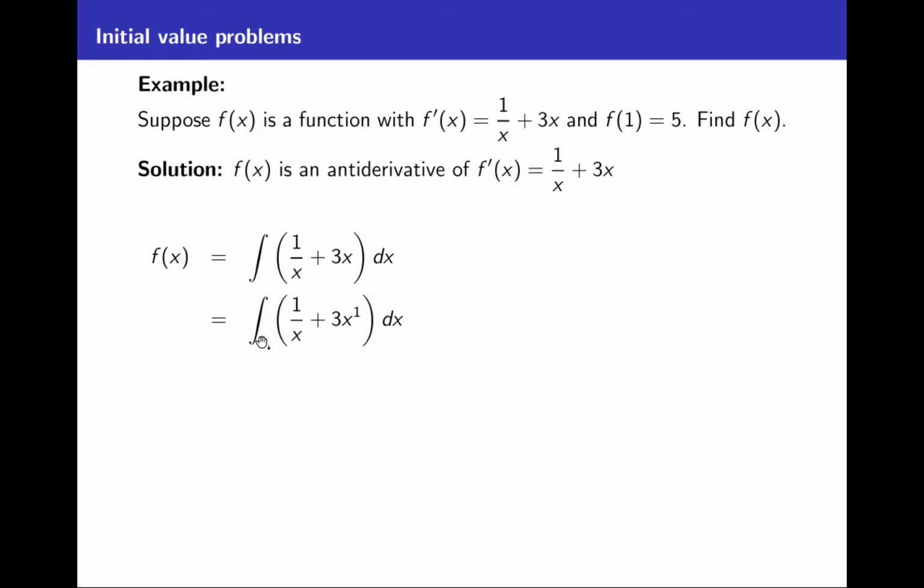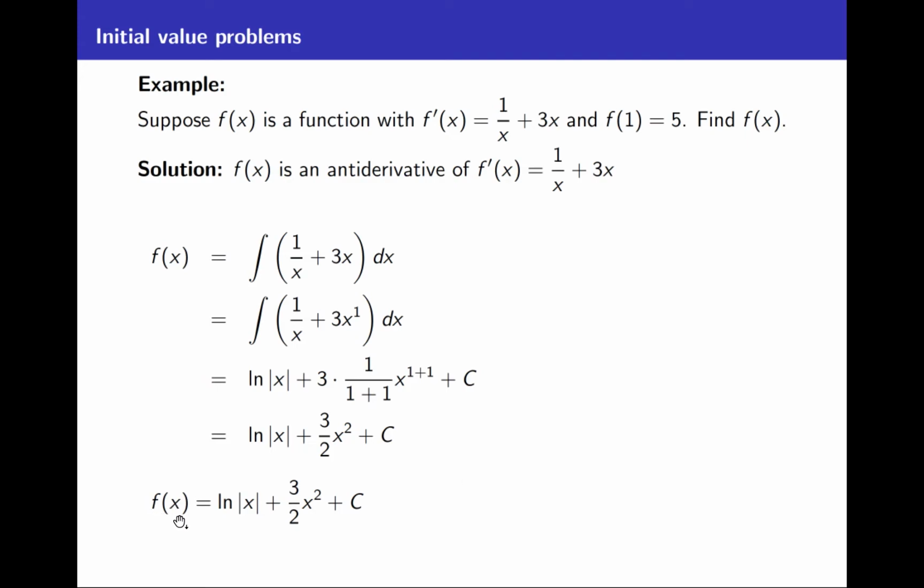And the integral of 1 over x is ln of x. Here we are with the power rule to integrate 3x to the power of 1 right here. And then we have a plus c at the end. And simplifying that, we get ln of x plus 3/2 x squared plus c. So that's our function f of x: ln of x plus 3/2 x squared plus c.